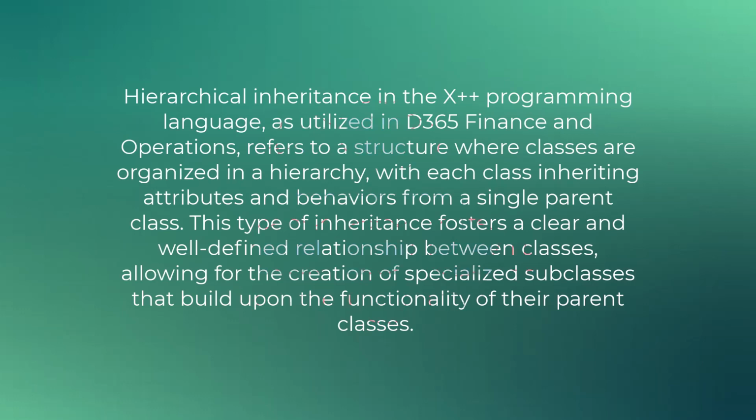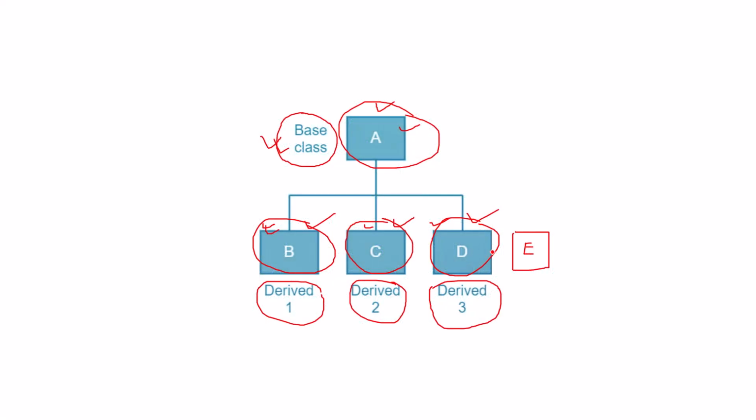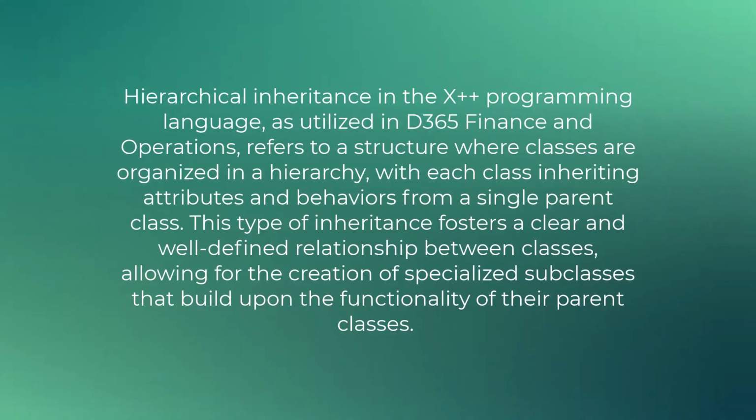Our parent class is A here, and the child classes B, C, D inherit from it. If there were E, F, G, they would also inherit attributes and behavior from the single parent class, A. This type of inheritance fosters a clear and well-structured relationship between classes, allowing for the creation of specialized subclasses that build upon the functionality of their parent class.